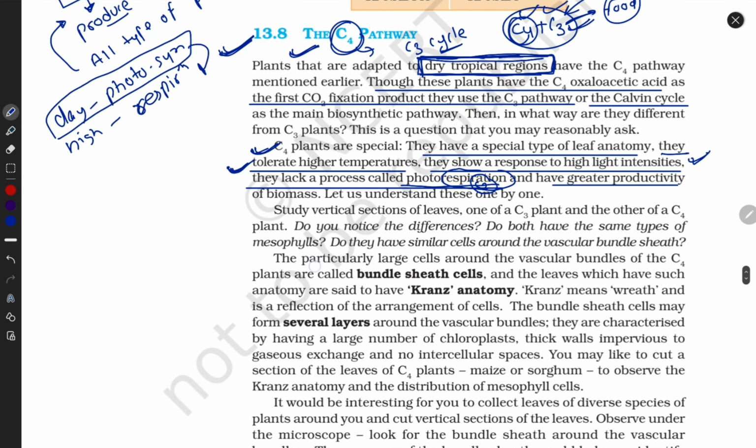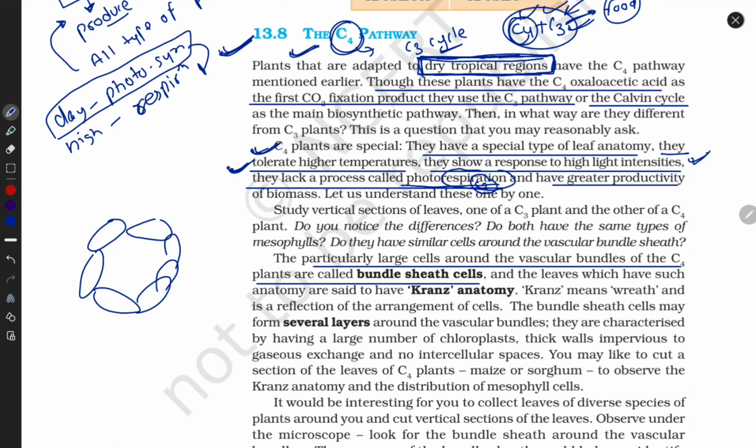The particularly large cells around the vascular bundles of C4 plants are called bundle sheath cells. These are the vascular bundles, like xylem and phloem, surrounded by the bundle sheath. This tight anatomy we can call Kranz anatomy. Kranz means wreath and is a reflection of the arrangement of the cells.